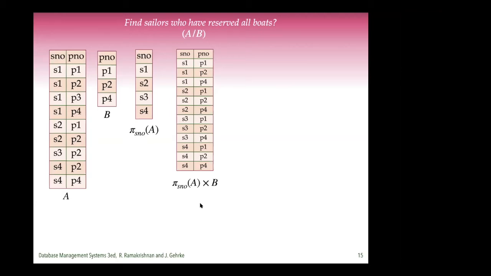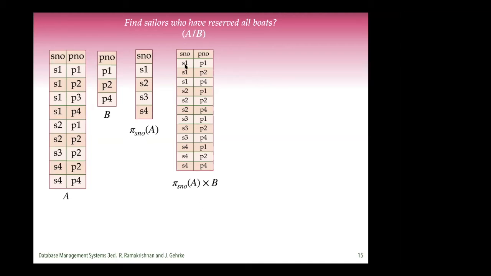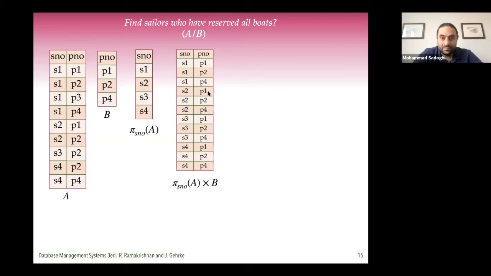Are we saying that all the sailors have access to all the boats? Yeah, so if this was our instance, this says that every sailor has reserved every boat. Is that correct? Yes. Okay, how can we now use this information?